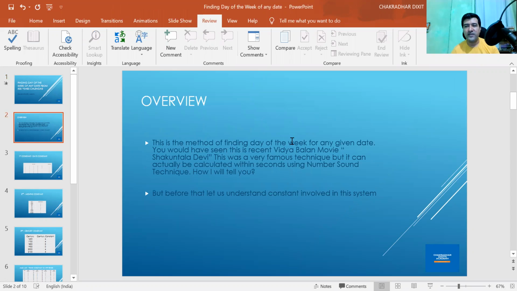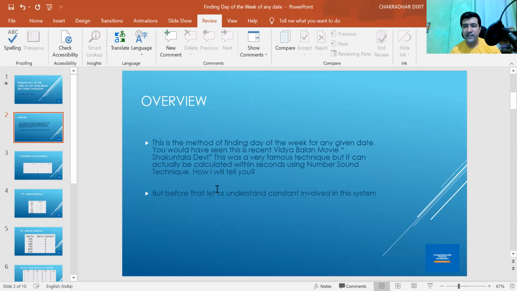So you would have seen in the movie Shakuntala Devi, there, Vidya Balan was just asking for the date and year and was telling which day it was in that year on that day. So if you have to tell your friends or amaze anybody, in that case you learn this thing and you can amaze your friends. Okay, so let us find out how one can find it out.